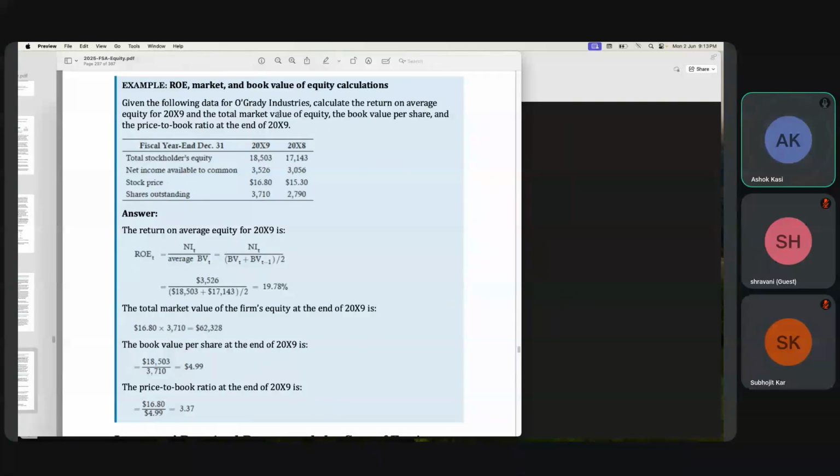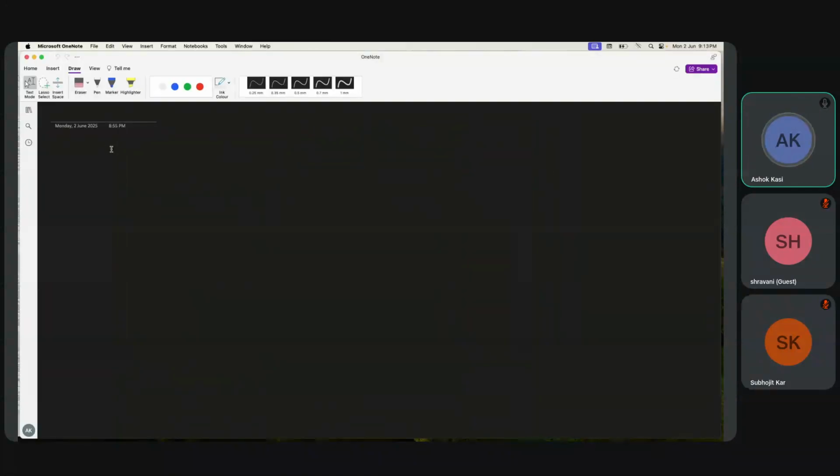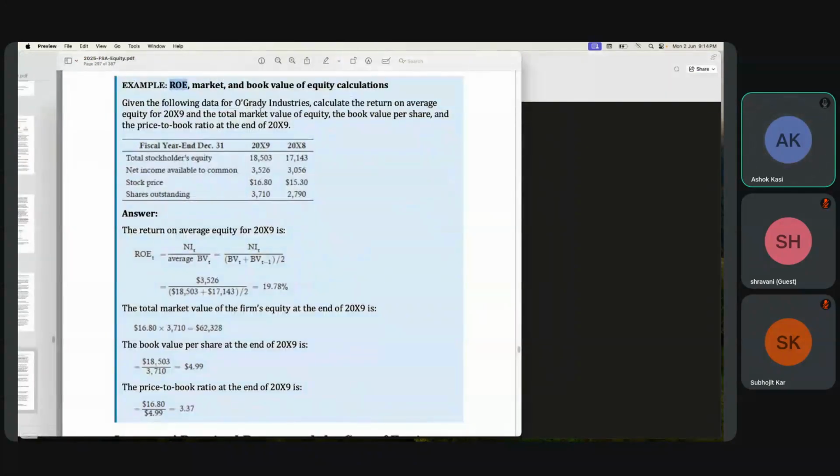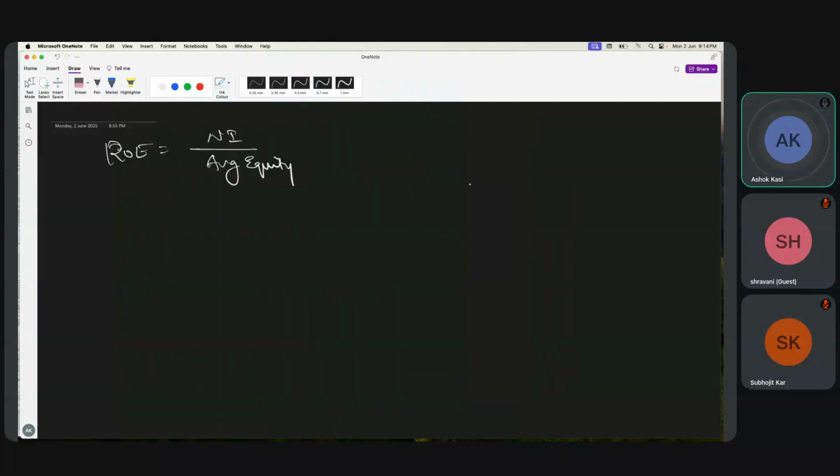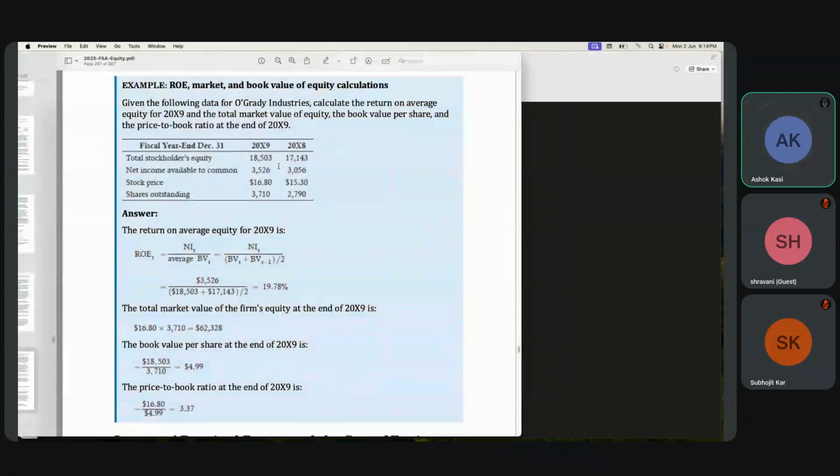So the question: first of all, return on equity we have to find out. The formula for return on equity is net income divided by equity, where equity is average equity. See here, net income is given and equity is given. Now when they say average equity, I am supposed to take the average value of this equity.